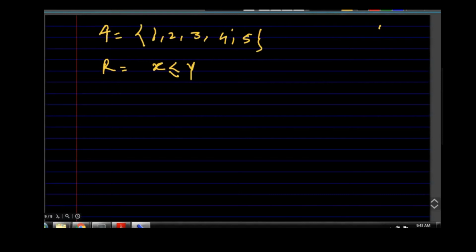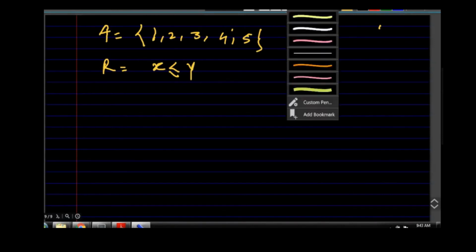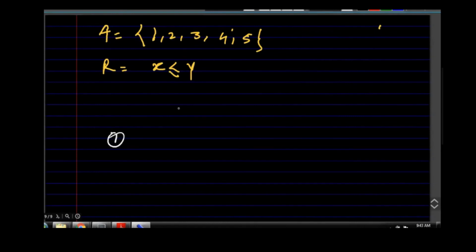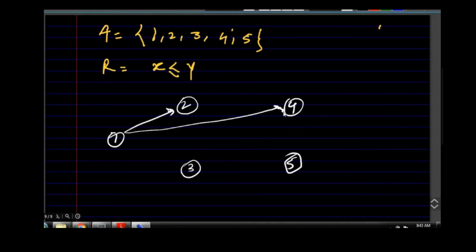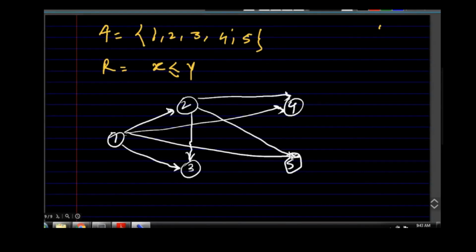So you can simply draw a diagram of this. Let me draw it: 1 here, 2 here, 3 here, 4, and 5. So 1 is less than 2, this edge; 1 is less than 4, this edge; 1 is less than 5, this edge; and 1 is less than 3. Next, 2 is less than 3, 2 is less than 4, and 2 is less than 5 here. Then 3 is less than 4, and 3 is less than 5. 4 is less than 5.